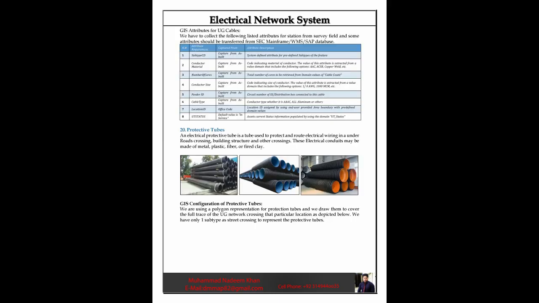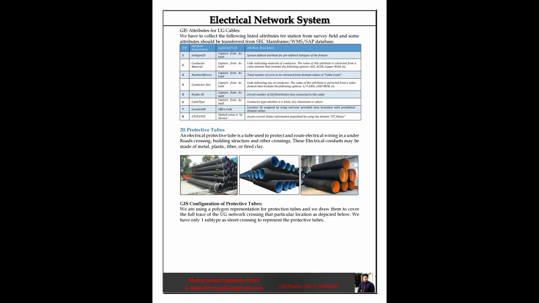GIS attributes for UG cables. We have to collect the following listed attributes for the station from the survey field, and some attributes should be transferred from the SEC mainframe/WMS/SAP database. Attribute 20: Protective tubes.